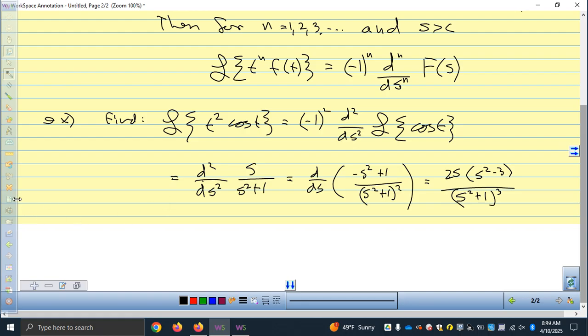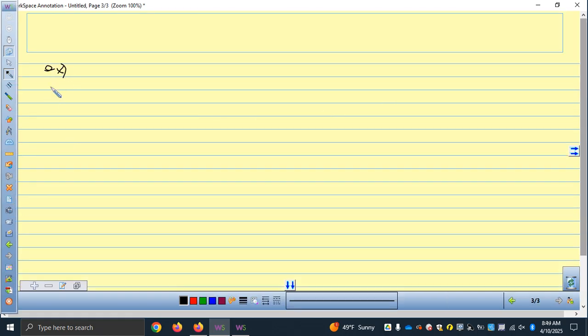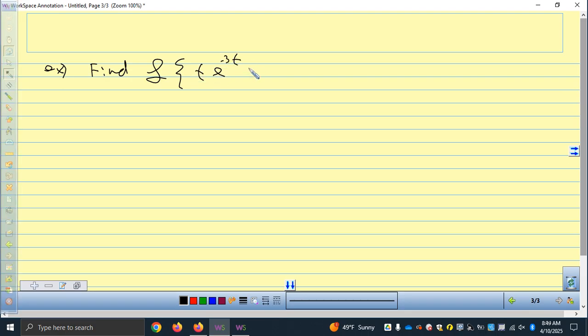Let's look at another one. This one has a little combo of techniques. We want to find the Laplace transform of t e to the minus 3t cosine t. Before today, this was an example of a problem that the definition would be kind of a mess to do because we have so many integrations by parts going on. But now we have t times some other function. So this is going to equal minus the derivative with respect to s of the Laplace transform of e to the minus 3t cosine t.